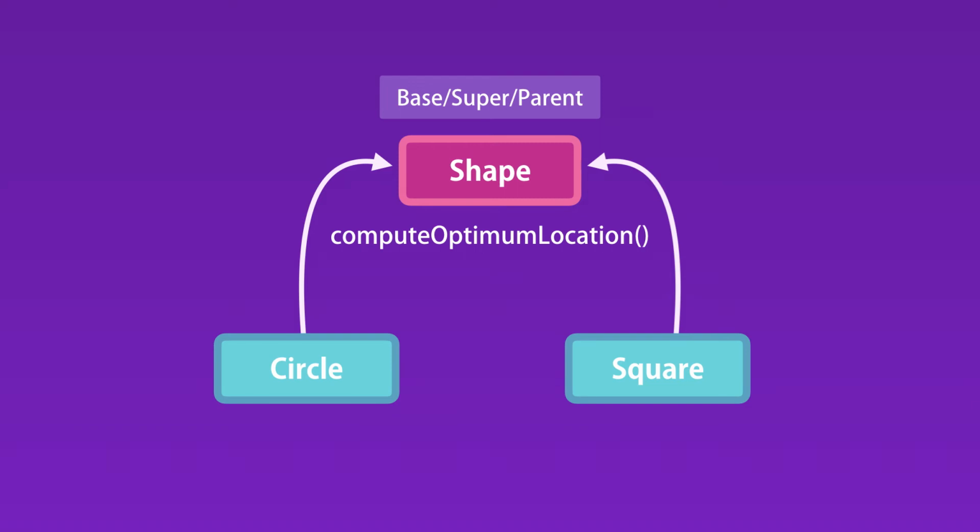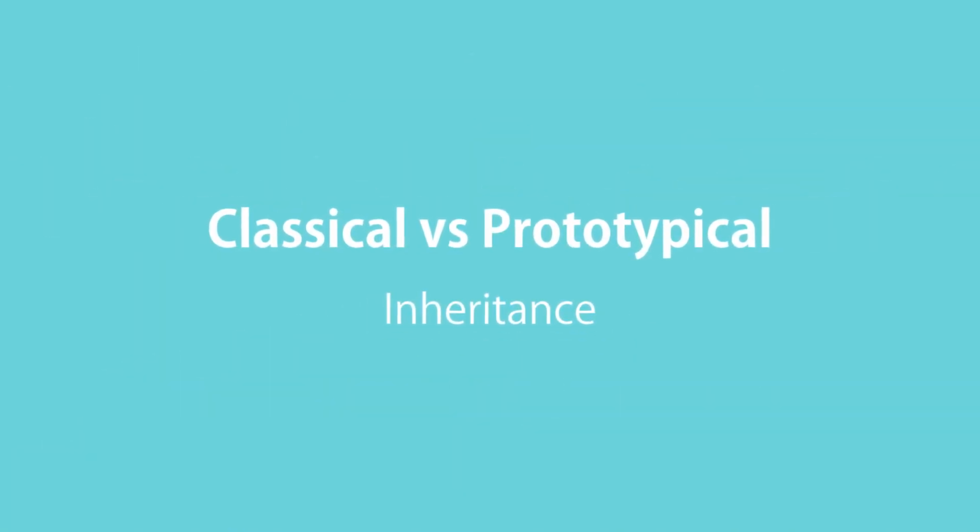In contrast, we refer to the circle as the derived class or subclass or child class. And finally, we refer to the inheritance relationship as is a relationship. So we say circle is a shape. Now, this is the classical definition of inheritance.